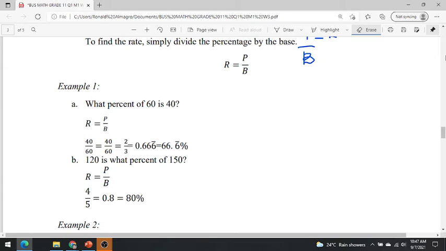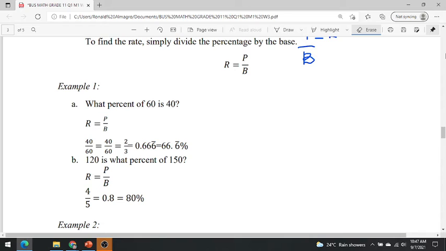Okay, so example 1. What percent of 60 is 40? You observed that the rate, or the percent, is missing. So by simply applying the formula, rate equals percentage over base. Our 60 here is our base, then the percentage is 40. So 40 divided by 60 equals what?